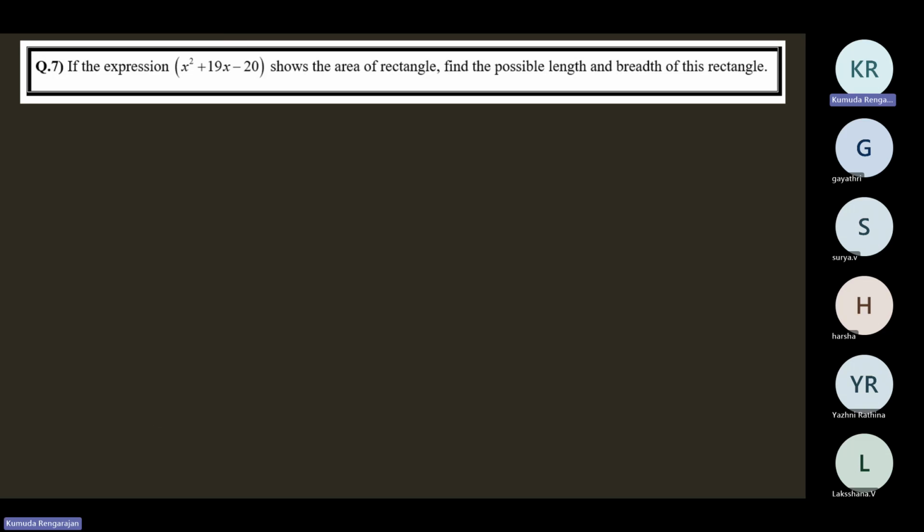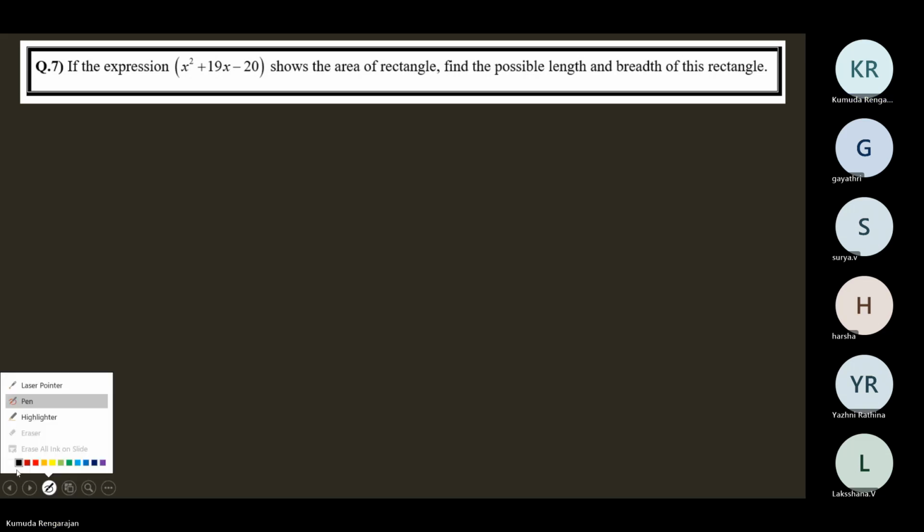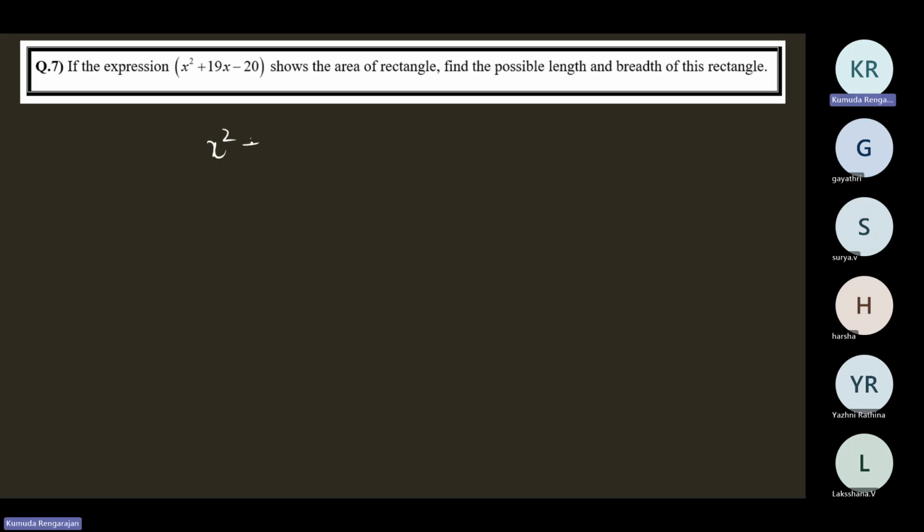If the expression x squared plus 19x minus 20 shows the area of a rectangle, find the possible length and breadth of this rectangle. So here we are given a trinomial, which is not a perfect square. It's a trinomial because there are 3 terms. It's not a perfect square. You see there, 20 is not a perfect square. And also the signs don't match. Here, x squared plus 19x minus 20.